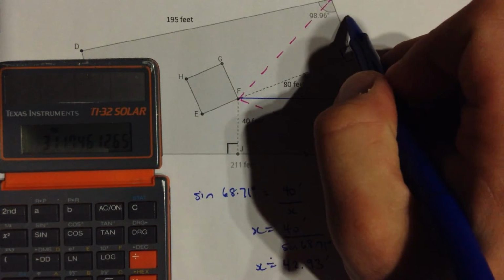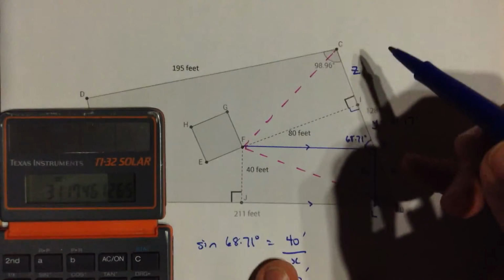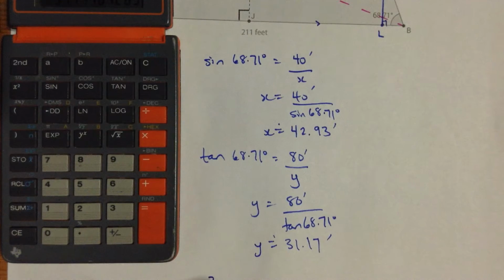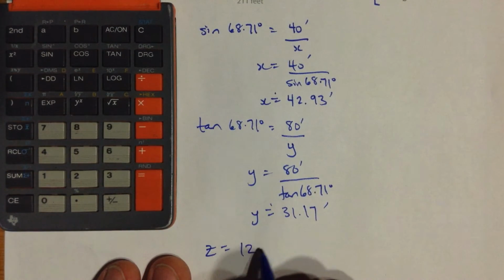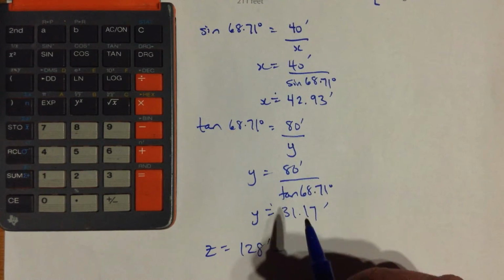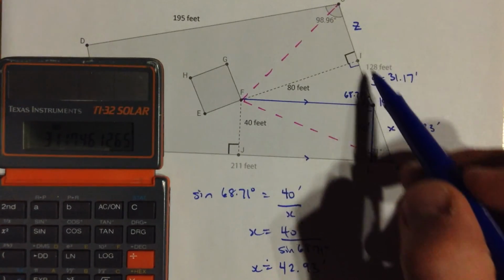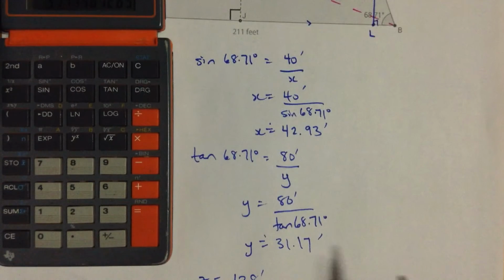Okay, and I'm going to add one more little bit here. Z is the length from I to C. Right up here, that's the last little bit. Well, Z, we know, is going to be equal to 128 feet minus x and y, because it's the only remaining part of the length. 128 feet is the length of this entire side of the property. So I'm going to subtract away these two sides to give me what Z is.